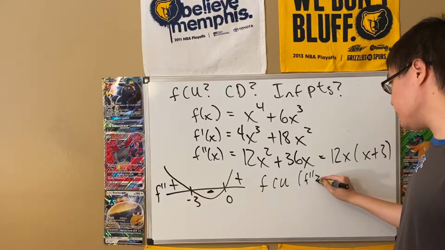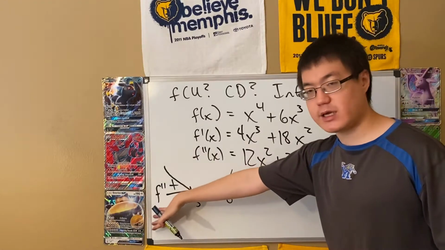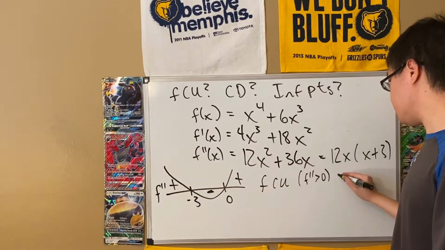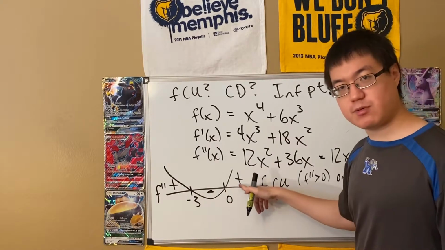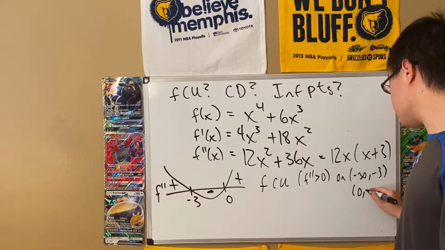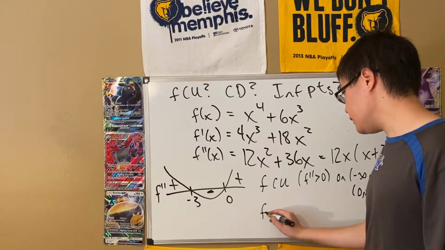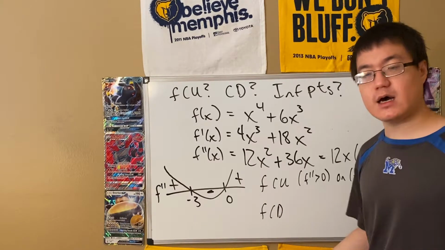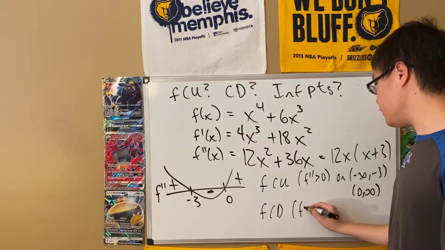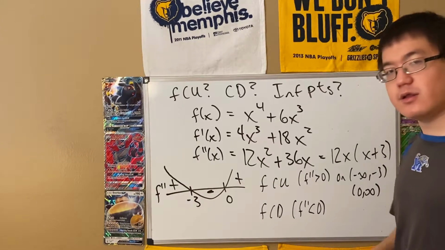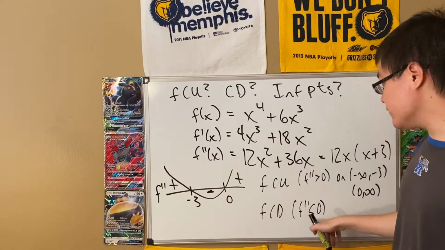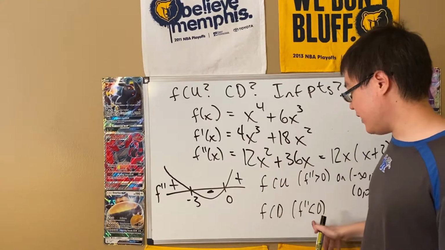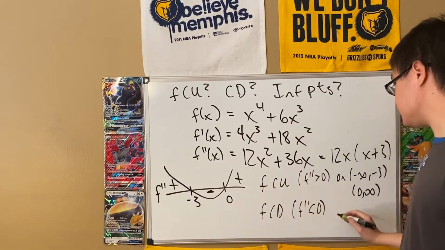F is concave up when f double prime is positive. Looking at this, it looks like it's negative infinity to -3, and then let's not forget this portion, 0 to infinity. And then where is it concave down? Well, f is concave down when f double prime is negative. Hopefully you know these rules already by heart. They're so important. They're so fun to learn. Maybe, I don't know. F is concave down when f double prime is negative, that's from -3 to 0.